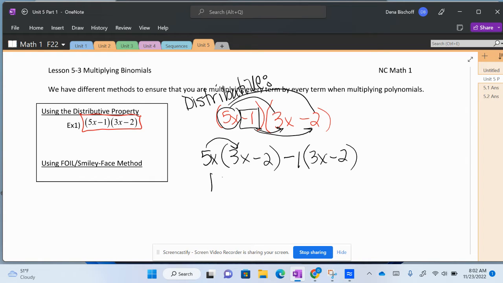5x times 3x is 15x squared. 5x times negative 2 is negative 10x.